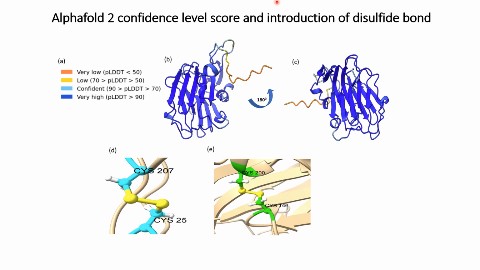AlphaFold 2 showed the highest accuracy compared to the other two structures. While using the Ramachandran plot, we found 0% questionable observations, approximately 98% highly preferred observations, and 2% preferred observations. The pLDDT scores of the AlphaFold 2 derived structure are presented in the next slide.